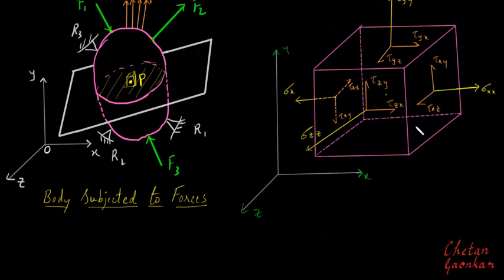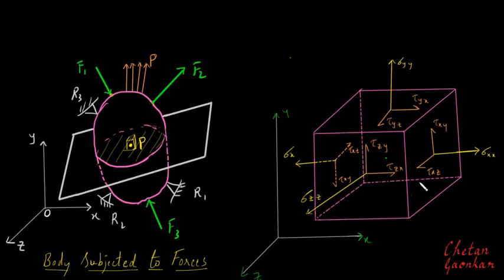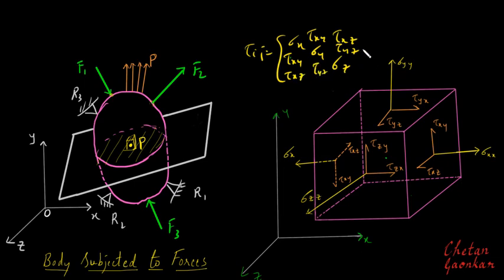But let me tell you that what kind of rectangular stress components will we obtain? We'll obtain the rectangular stress components as sigma x, sigma y, sigma z, then tau xy, tau xz, tau yz, and similarly tau xy, tau xz, and tau yz. Now this rectangular stress component which we'll obtain is valid only for this frame of reference.